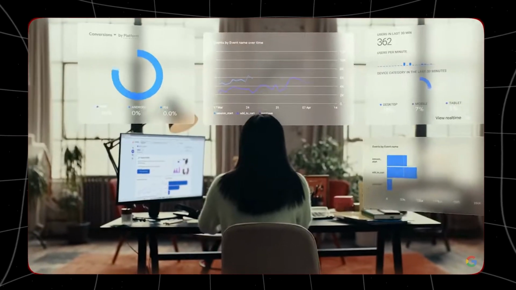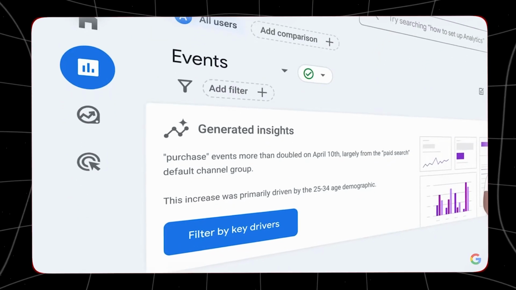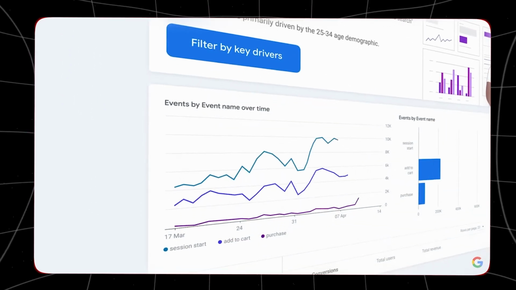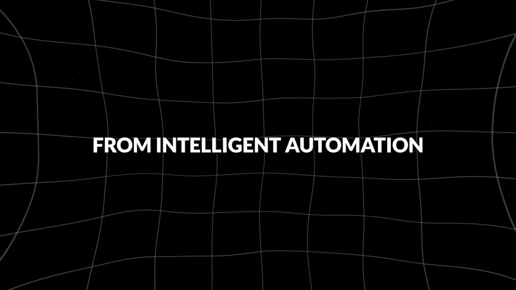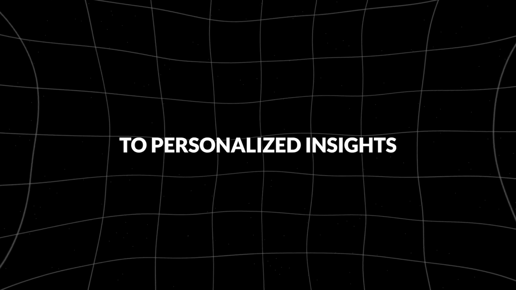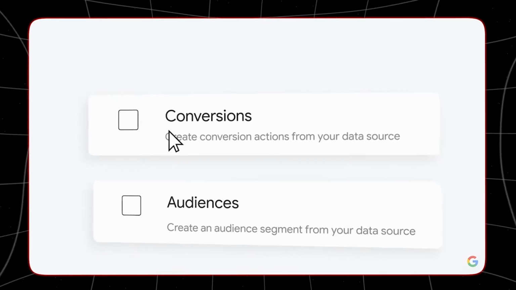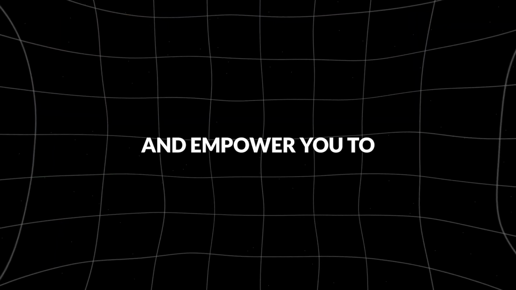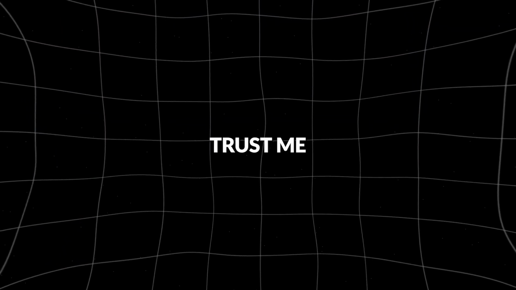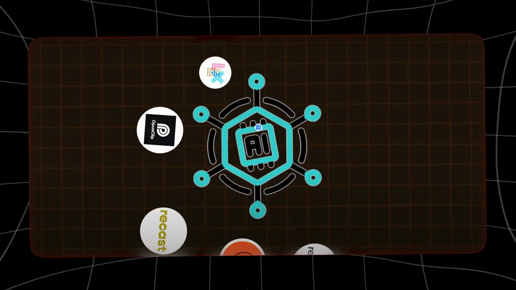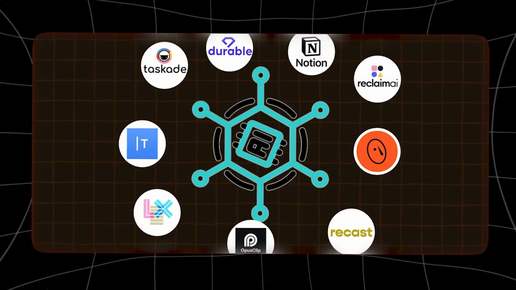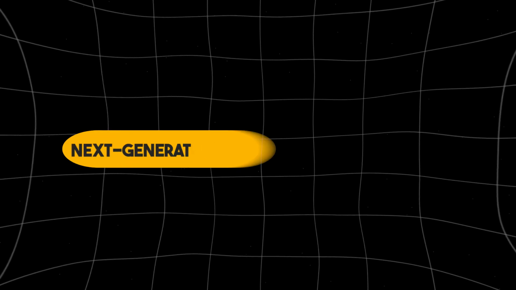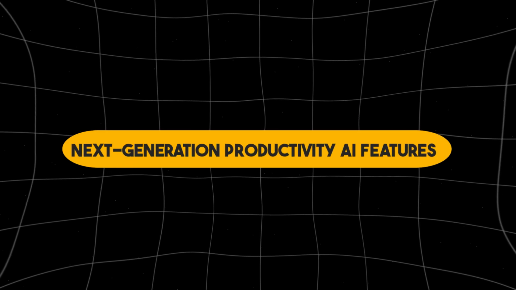Artificial intelligence is transforming the way we work, offering a suite of groundbreaking features. From intelligent automation to personalized insights, these advancements will streamline workflows, free up your time, and empower you to achieve more than ever before. Trust me, these AI features are about to take your productivity to the next level. Next generation productivity AI features.